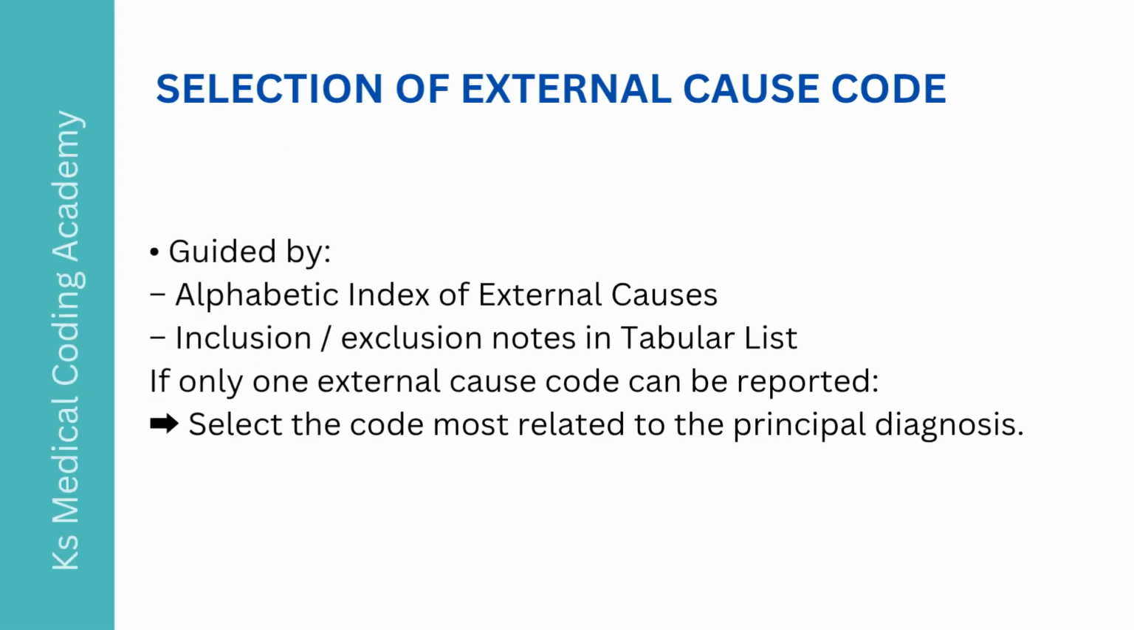Selection of external cause code. Selection of the correct external cause code is guided by the alphabetic index of external causes, and inclusion and exclusion notes in the tabular list. If reporting is limited to only one external cause code, assign the code most closely related to the principal diagnosis.